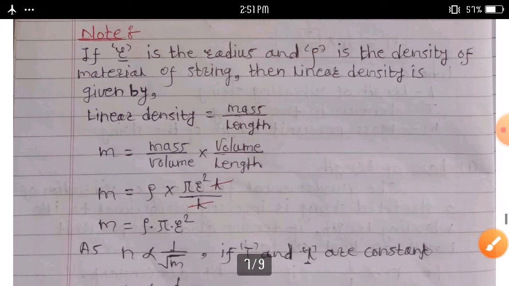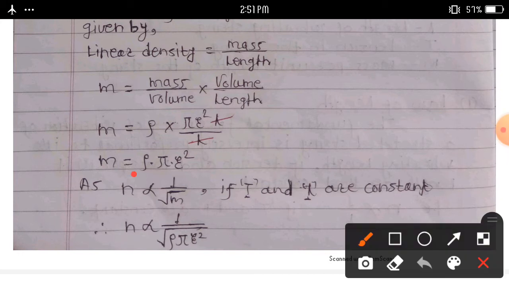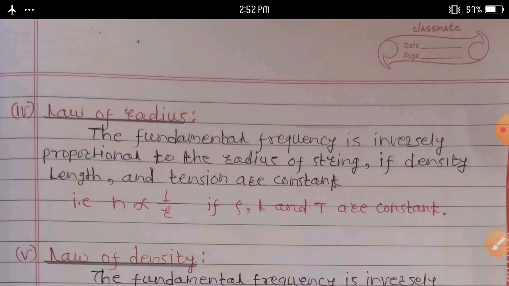As n is inversely proportional to the square root of small m if capital T and small l are constant, we can put this value in this relation. We get n directly proportional to 1 upon the square root of rho pi r square. Then we derive another relation.